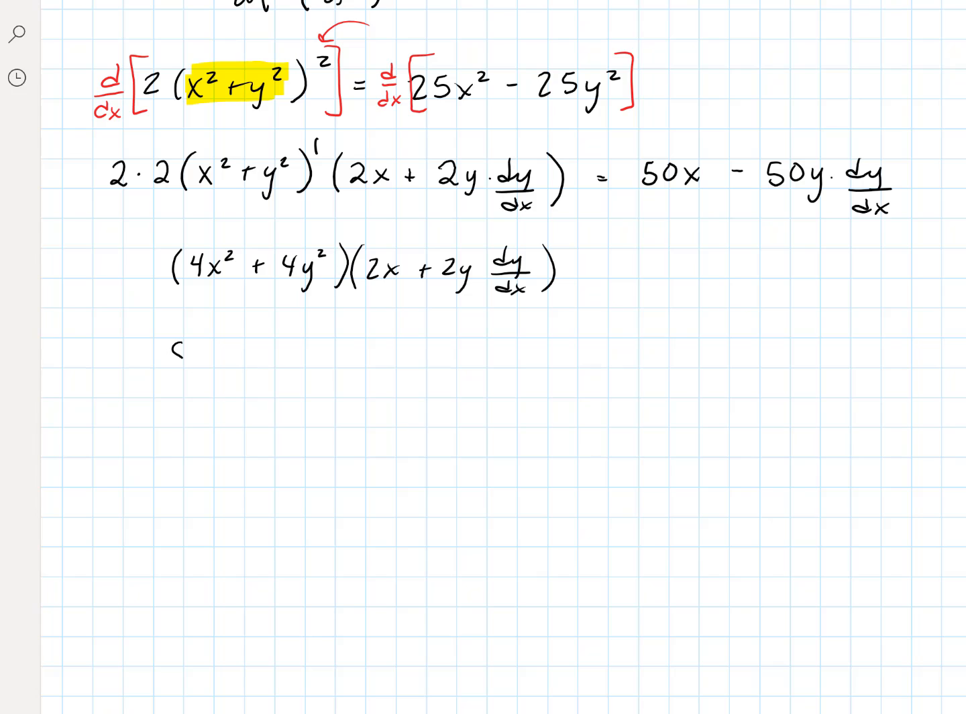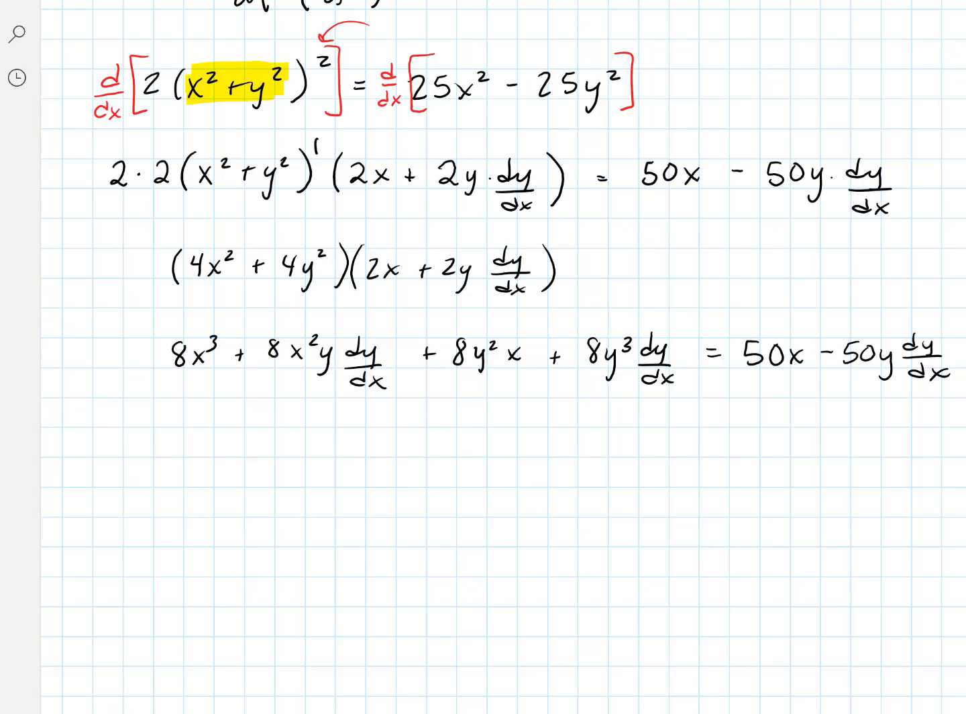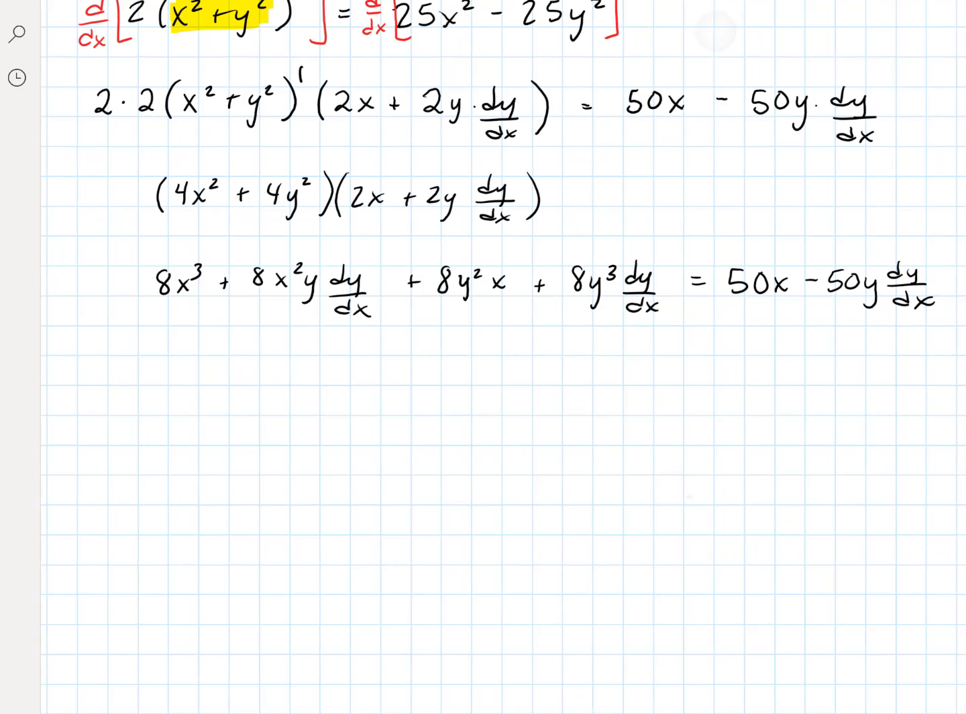Expanding that out, I'm going to get 8x cubed plus 8x squared y dy/dx plus 8y squared x plus 8y cubed dy/dx equals, and carry that down, 50x minus 50y dy/dx. And now I see a little bit of simplification right now. We could reduce everything by 2. We probably should have done that up on the top line, before I did all the distribution, but I didn't catch it till just now.